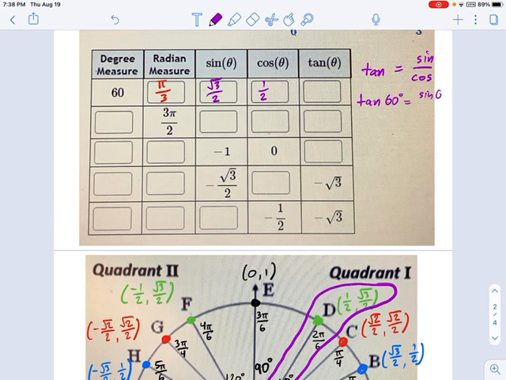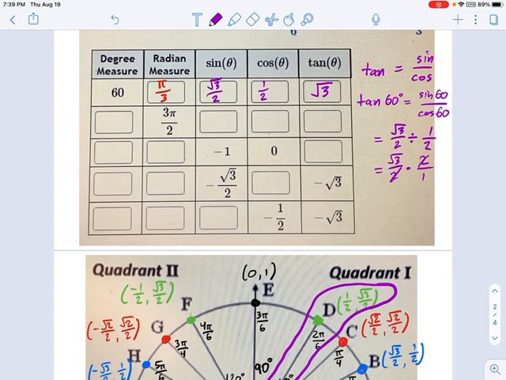Now, even if you don't have tangent memorized, you can say, that means tangent of 60 degrees equals sine of 60 over cosine of 60, which means it's going to be equal to root 3 over 2 divided by 1/2. Now remember, when you're dividing by 1/2, what that really means is you're multiplying by 2. And then these 2's cross out, and root 3 divided by 1 is just root 3. Now, if you don't like doing that fraction algebra stuff, then go ahead and memorize tangents. They're not too hard.